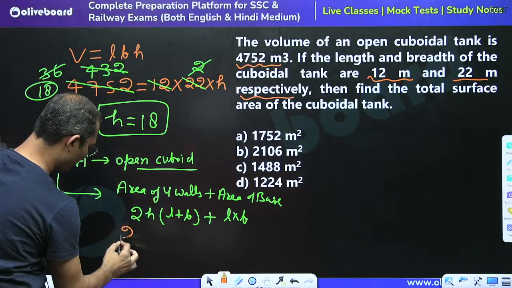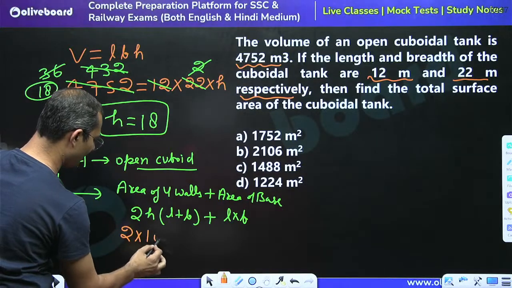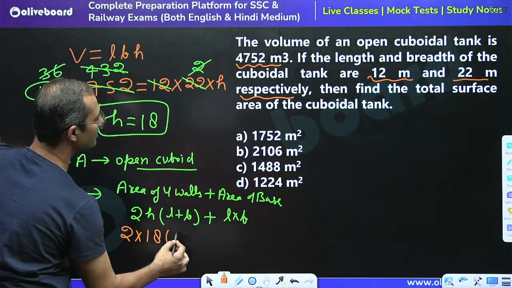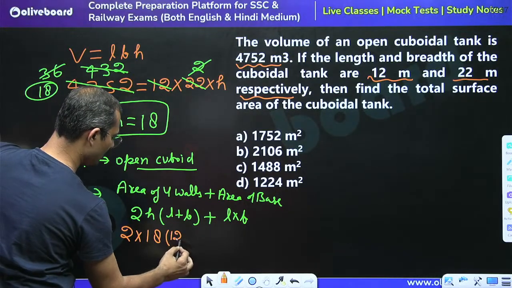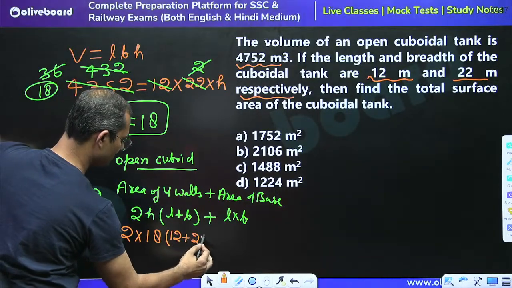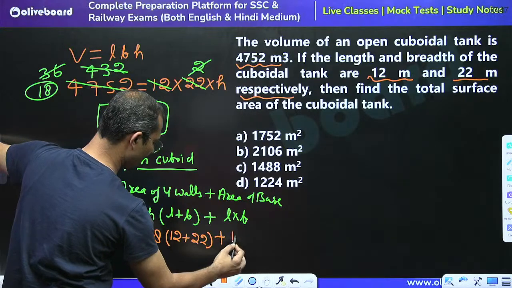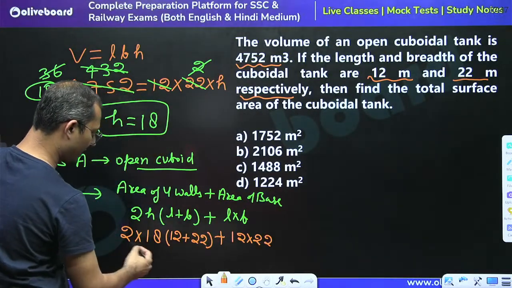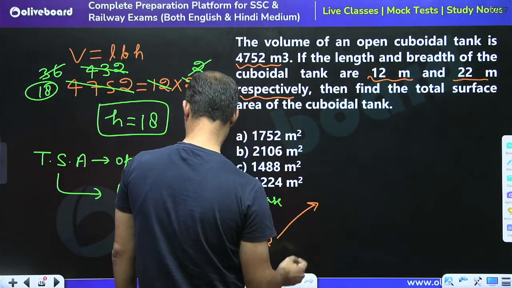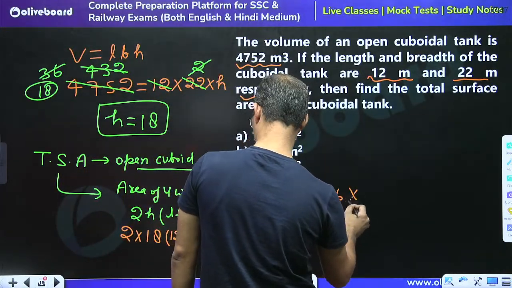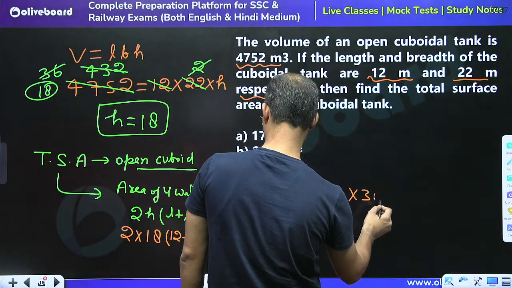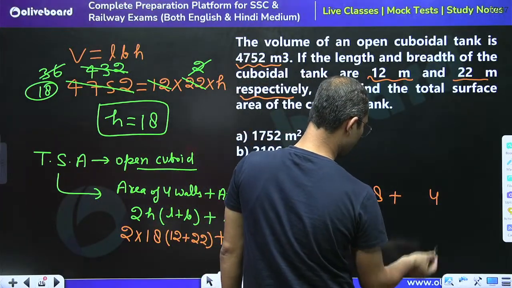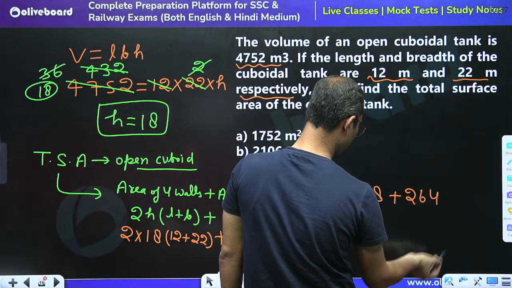So 2, what is the value for H? H is 18, bracket, value for L is how much? 12 plus 22, plus L into B, 12 into 22, right? So after solving, we will get 36 into 34 plus 12 into 22, right? 12 into 22, 24 or 2, 26, right?